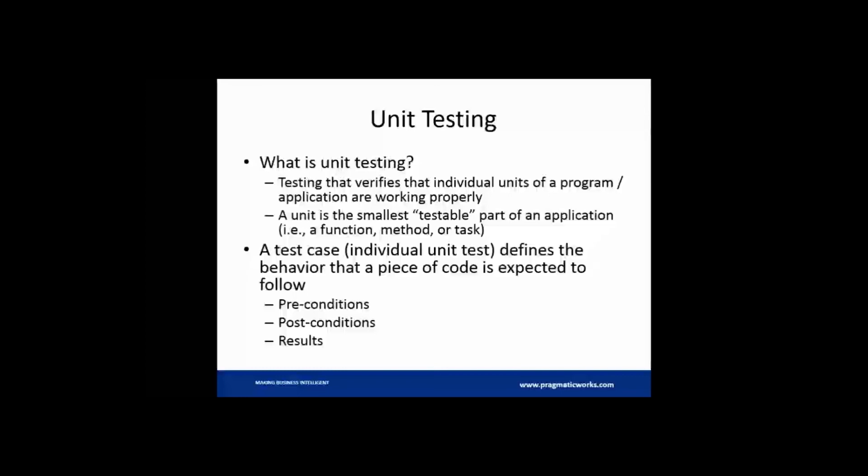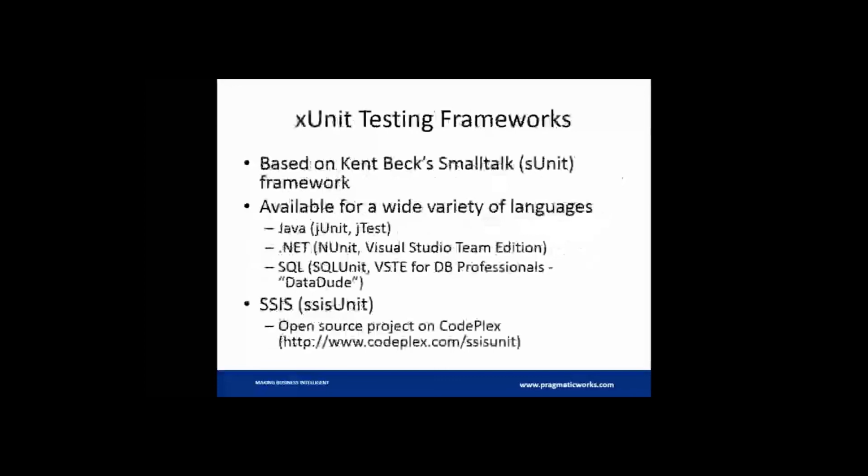So when we talk about a test case or an individual unit test, we typically look at having some preconditions. This sets up things that the code is designed to expect to have occurred before the code's actually executed. We look at post conditions. What should the state of the application be after the code is executed? And we look at verifying results. Typically, did the code actually do what it was designed to do?